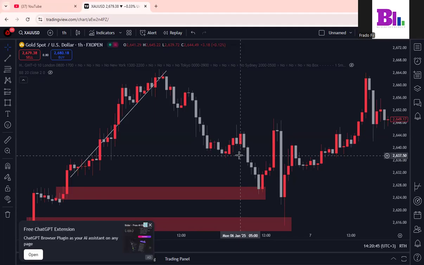This is how the big banks trade. Do you understand, my people? So this is how you can identify the best order blocks in your trading. And I'm telling you, if you master this art, you're going to have the very best trades ever.